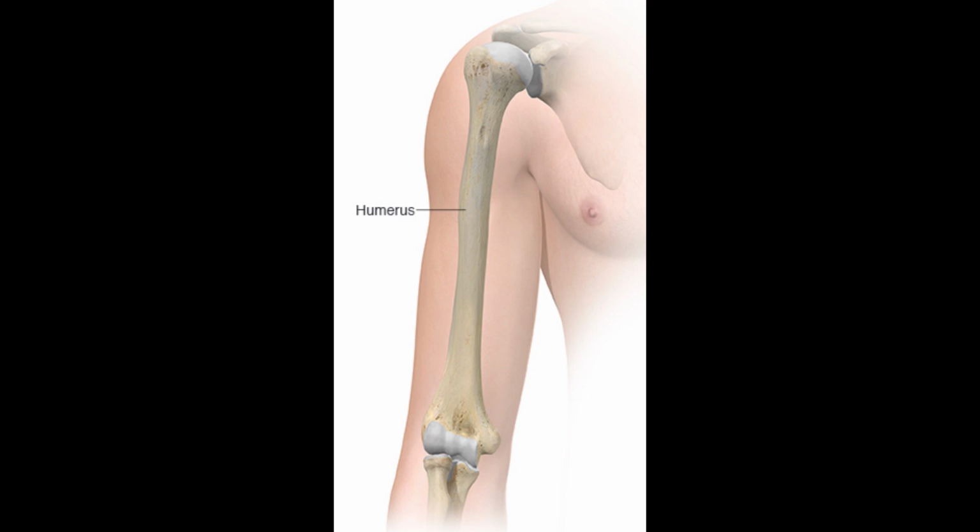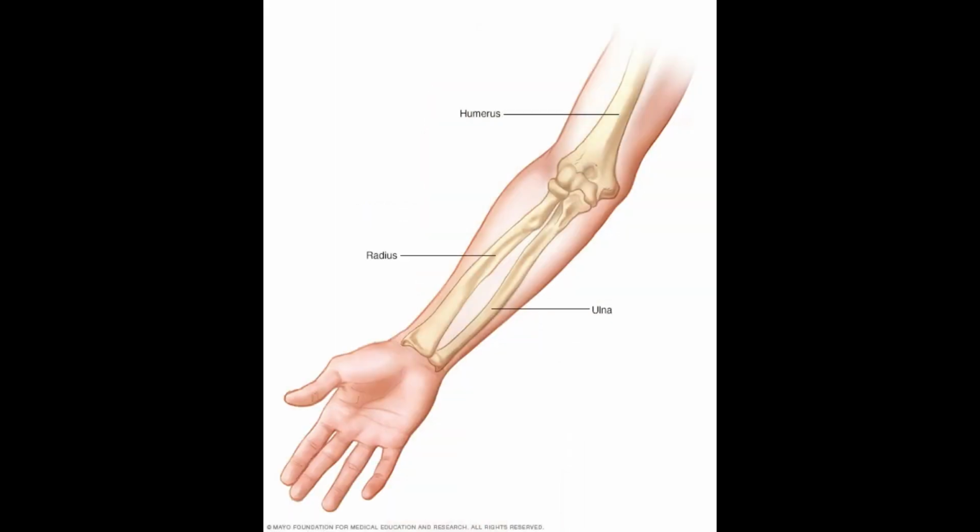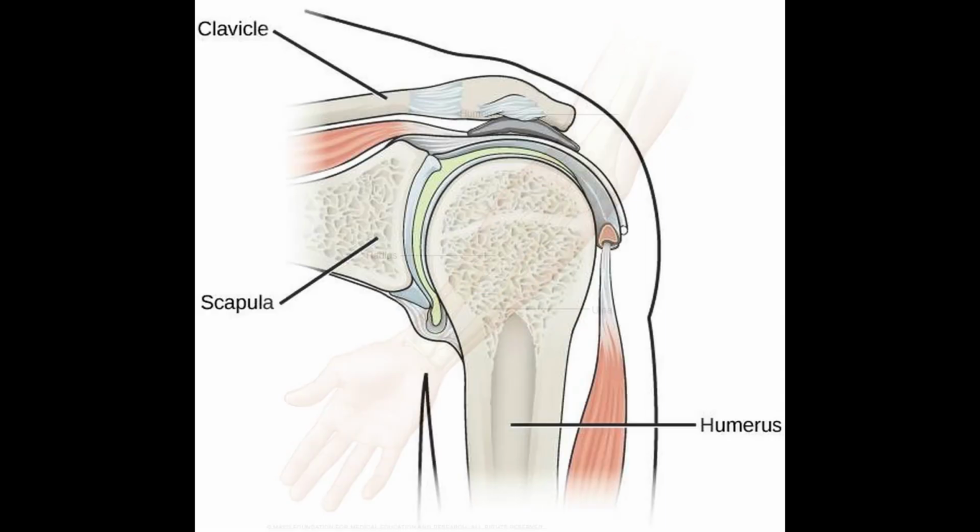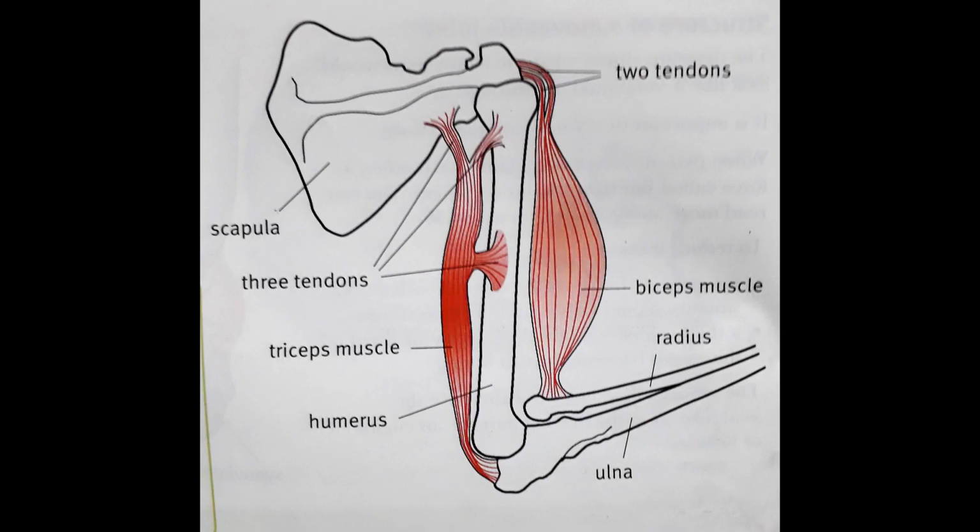A long bone in our arm is called the humerus, and the two bones in our lower arm are called the radius and ulna. The shoulder bone to which the humerus is attached is called the scapula. We can see here the muscle in the front is joining the scapula and the radius by tendons. This muscle is known as the biceps.